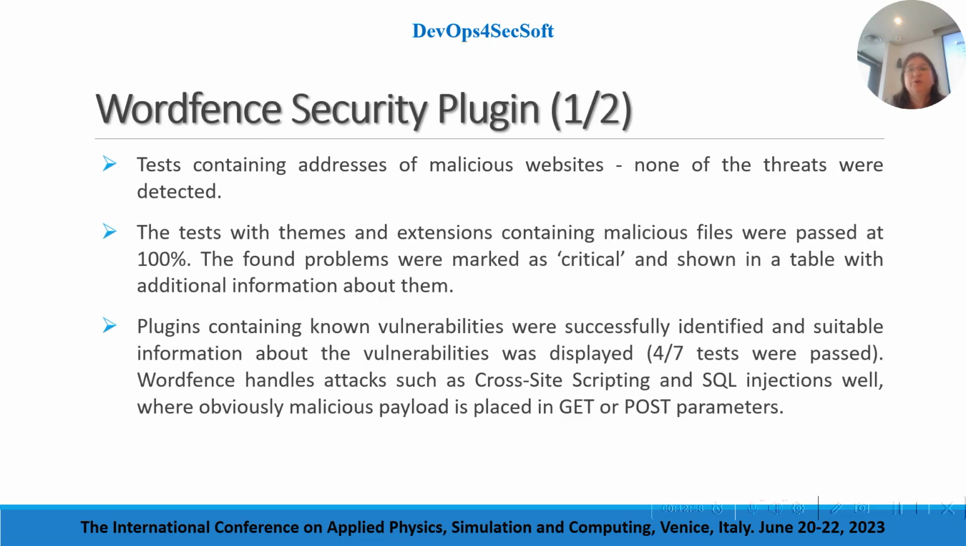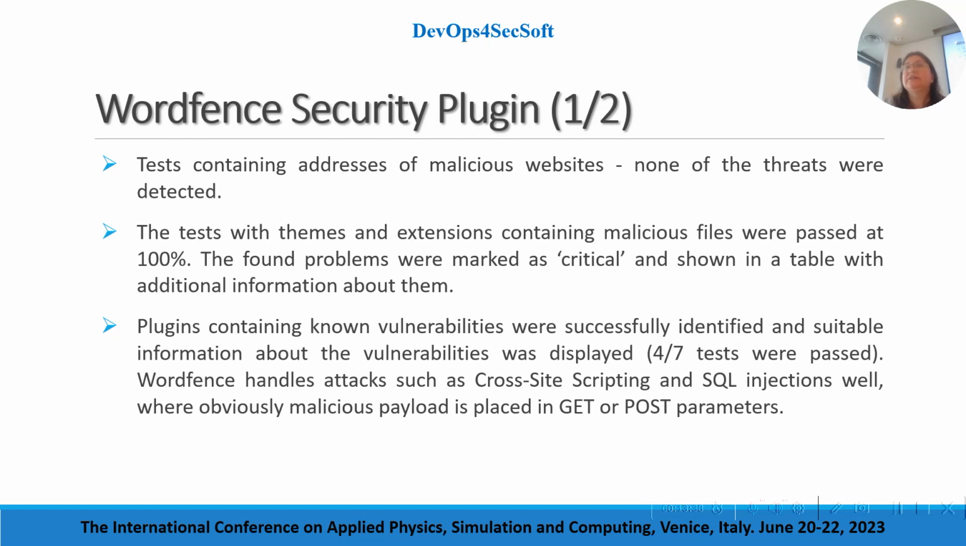According to the WordPress security plugin tests containing addresses of malicious websites, none of the threats were detected again. The tests with themes and extensions containing malicious files were passed at 100 percent. The problems found were marked as critical and shown in the table with additional information about them. Plugins containing vulnerabilities were successfully identified, and suitable information about the vulnerabilities was detected. Four of the 7 tests were passed.